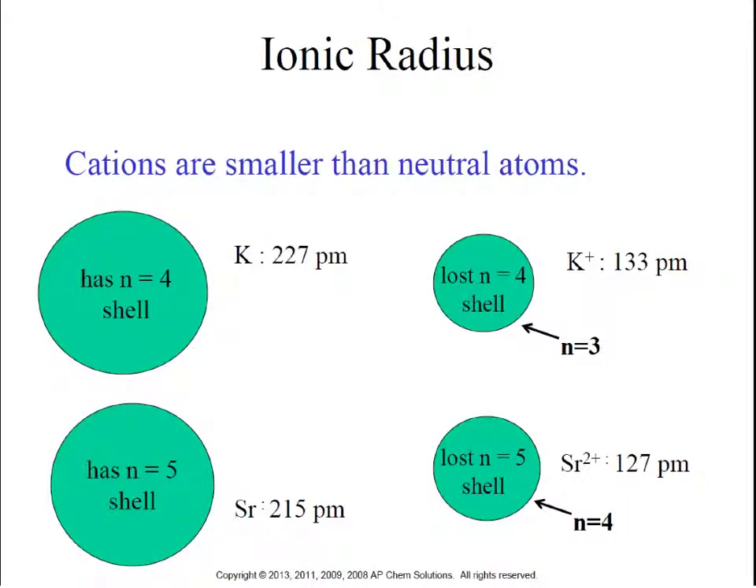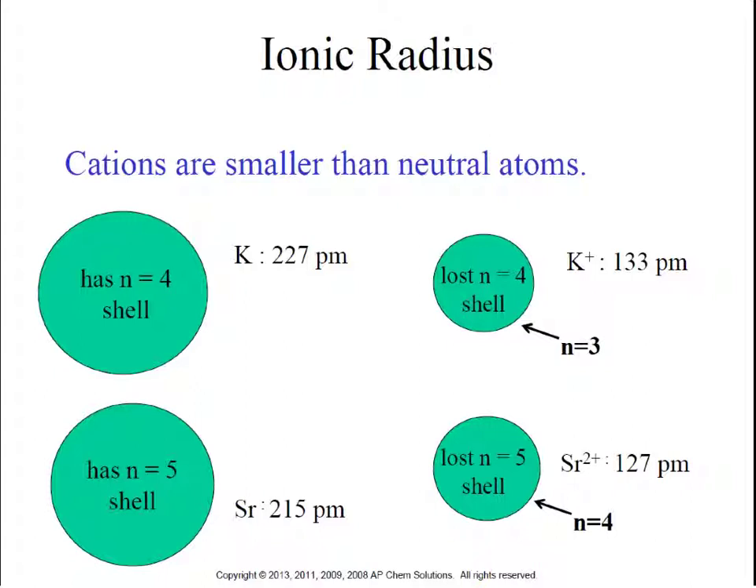So here's an example of this. We're looking at potassium and strontium here. So potassium, it normally has a radius of 227 picometers. Pico, it's one of the prefixes, well below nano and milli and all of those. So 227 picometers normally. When it loses 1 electron, so it's got 1 outer shell electron, it's going to lose that 4th shell, and its effective nuclear charge is going to increase, and that results in a shrinking of its radius to 133 picometers.